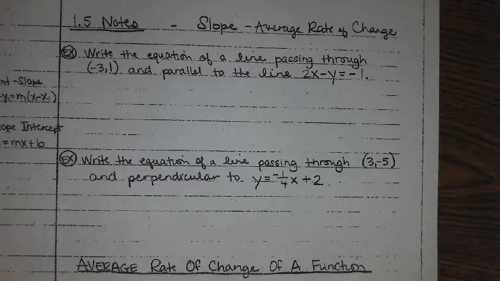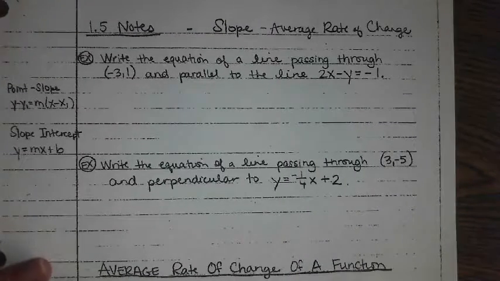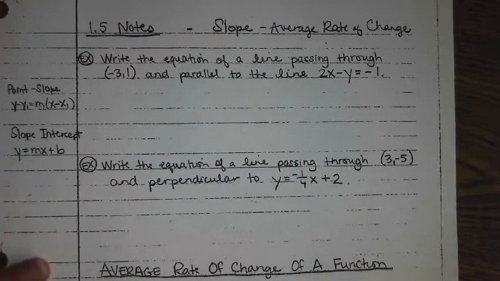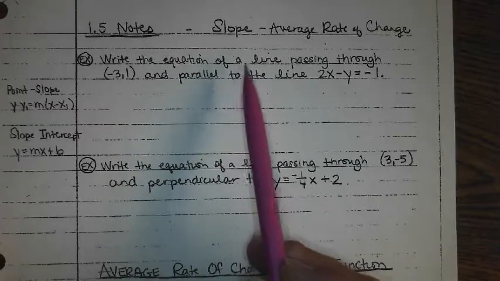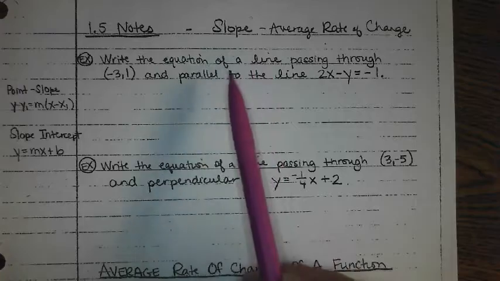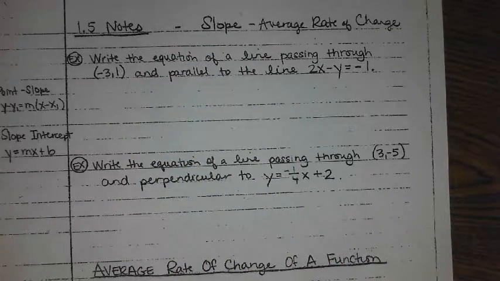So average rate of change, just another word for slope. You've done this a whole bunch last year and in Algebra 1. So nothing new here. The first example is a little bit more of writing the equation of a line.